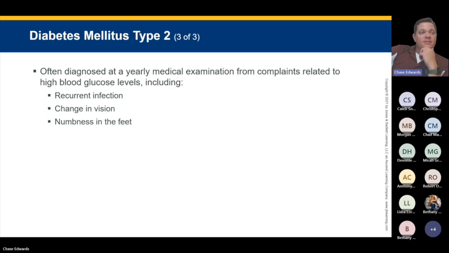So moving on with diabetes type 2, it's often diagnosed at a yearly medical examination. What it usually comes from is complaints related to high blood glucose levels, and some of that can include recurrent infections, changes in vision, or numbness in the feet. A lot of times those signs and symptoms can prompt a further look to see if the patient has type 2 diabetes, so they'll run some more tests and then find that out.